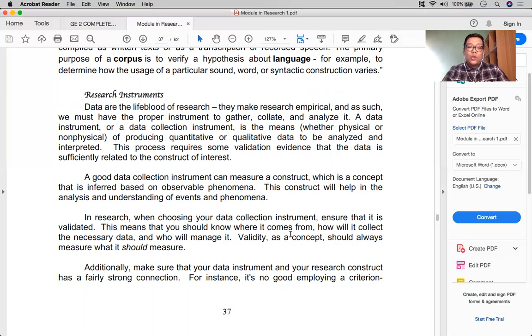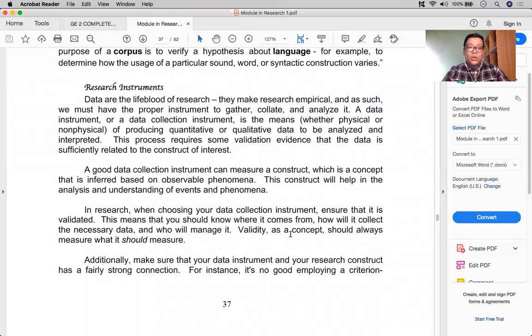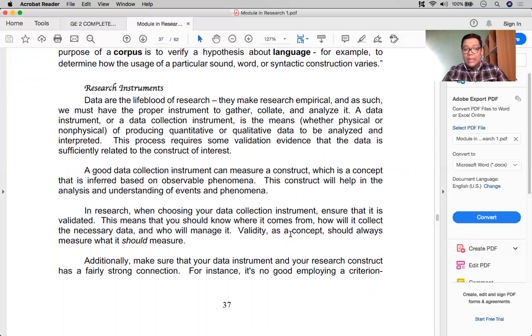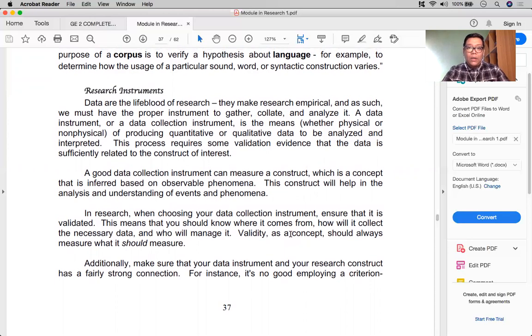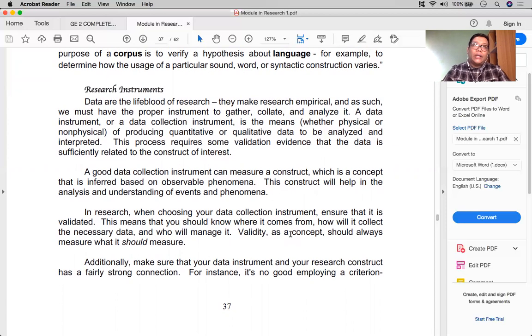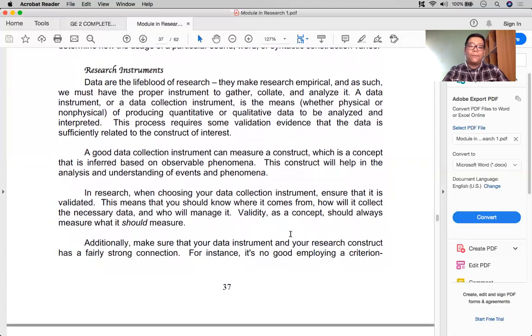This means that you should know where it comes from, how it will collect the necessary data, and who will manage it. Validity as a concept should always measure what it should measure. So you always go back to your research objectives or statement of the problem or the purpose of your study, and double check if the contents of your research instrument hit all of the objectives that you have just set in your research objectives or statement of the problem.